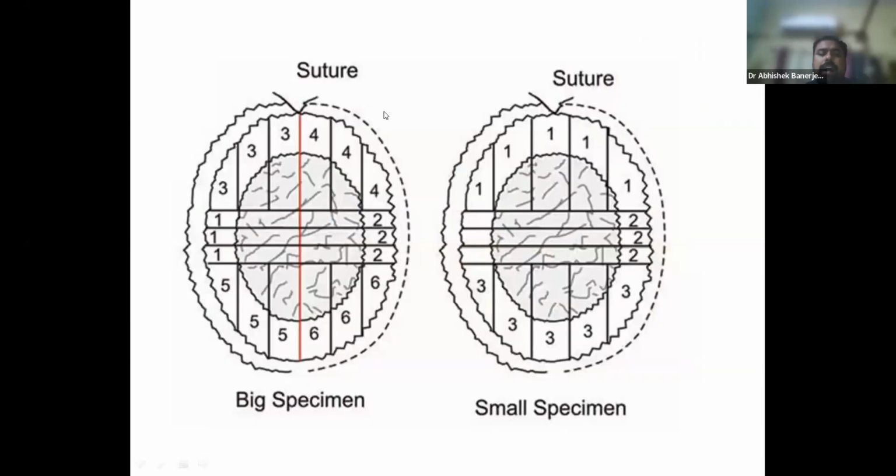Next is how the big specimen should be done. This is how the suture orientation has been done. This is how the small specimen is done. This is theoretical, and sometimes it is not practically possible. But yes, if we at least try to follow 50% of this, we will be in a pretty good position for the reporting.